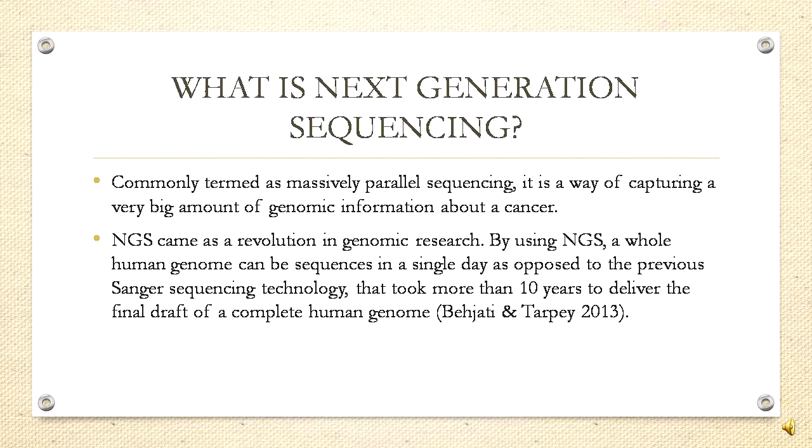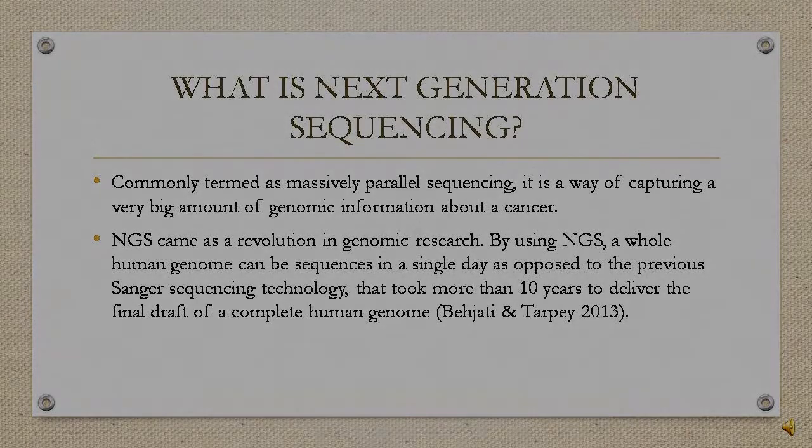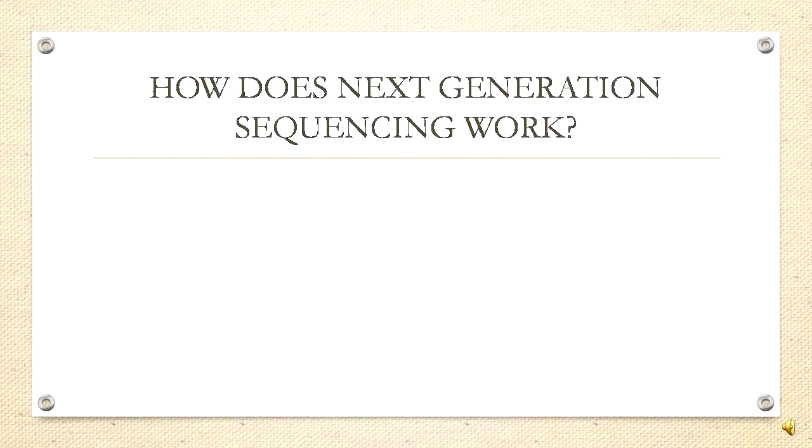NGS came as a revolution in genomic research. By making use of NGS, a whole human genome can be sequenced in a single day as opposed to the previous Sanger sequencing technology. Sanger sequencing technology took more than 10 years to deliver the final draft of a complete human genome. So, how does next-generation sequencing work?